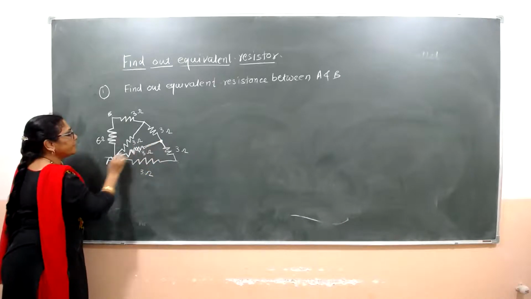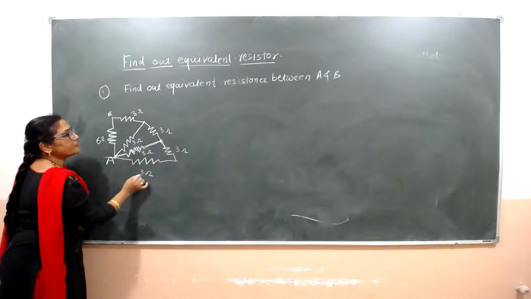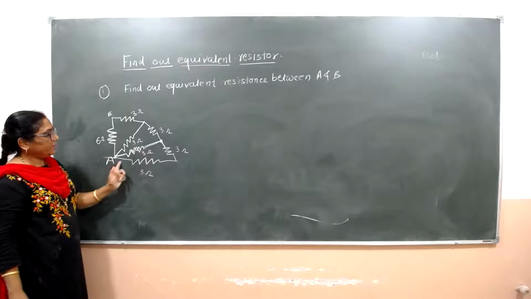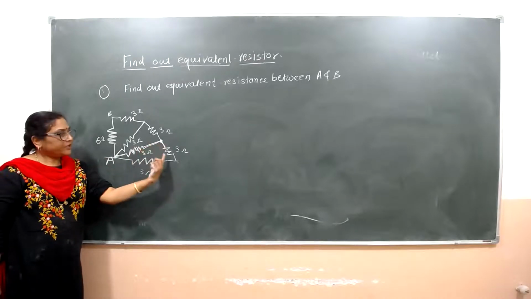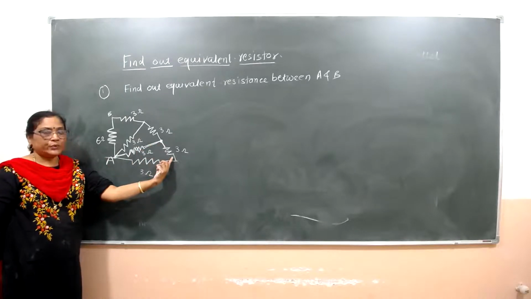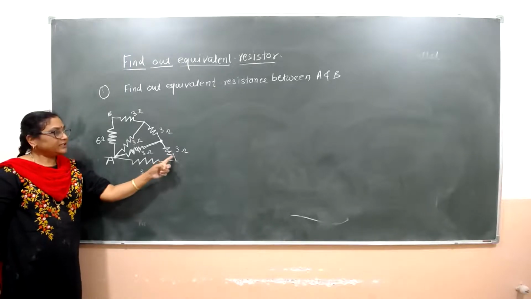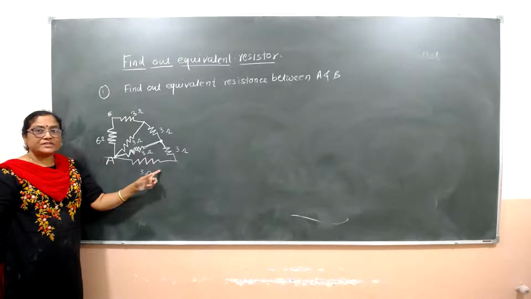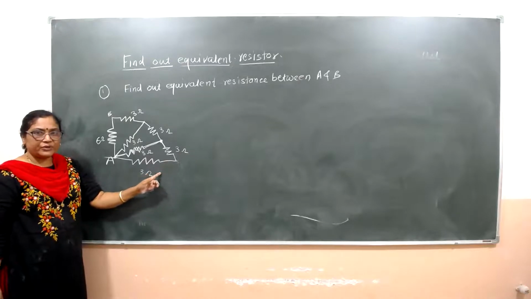See here, this is one line. In between this there are two resistors. If we connect them, which combination is it? Series. So 3 plus 3 is equal to 6.